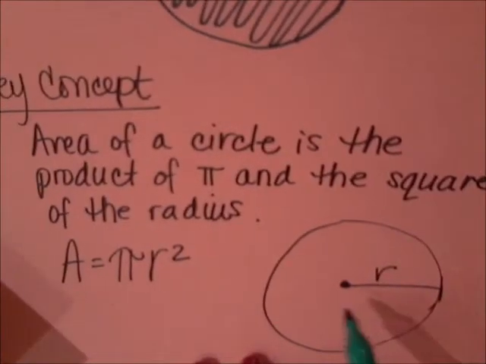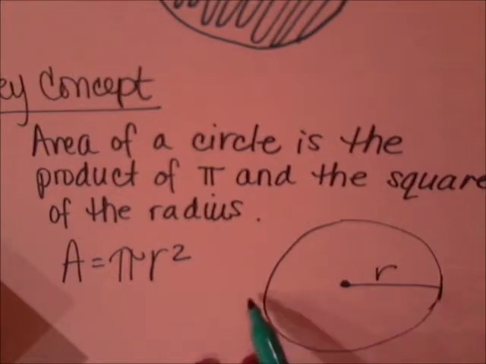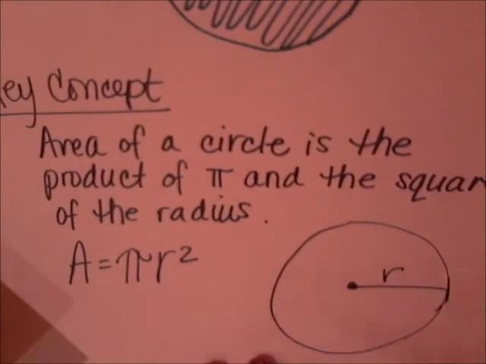Now, radius is measured from the center point out to the circle, so it's half of the diameter. It's very important to remember that. From the center to any point on the circle, that's your radius, and we're going to square it.